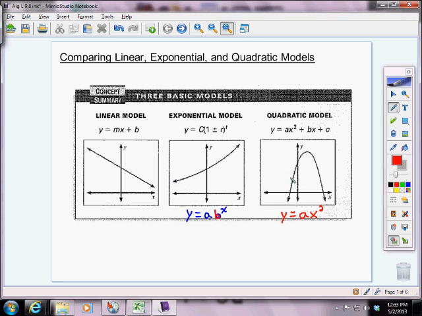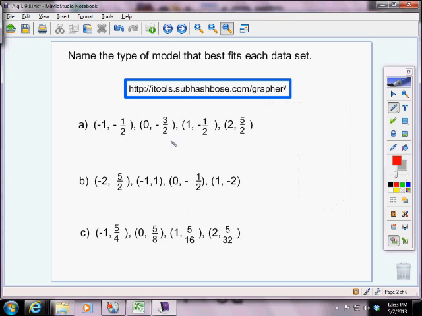So anyway, we're going to be focusing on these three models: our linear model, our exponential model, either growth or decay, and our quadratic model. So the first thing we're going to do is decide which model fits each type of data. If you notice here, we have three sets of data, three relations. And what you want to do is sketch the graphs. Basically, just plot these points and see what the model looks like.